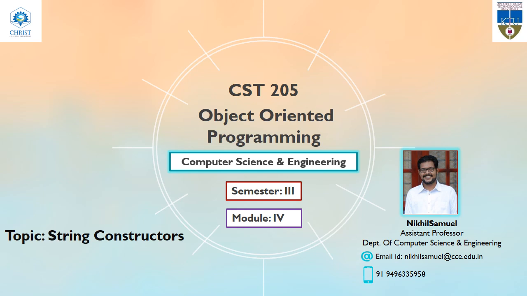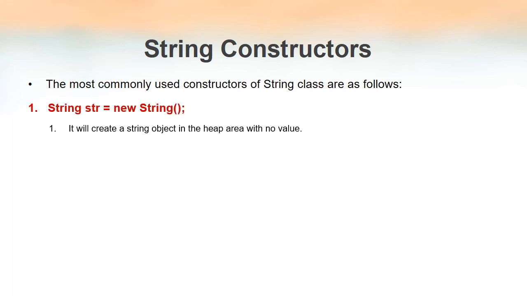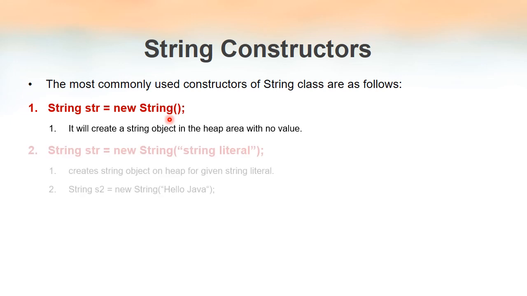In this video lecture, we'll be discussing some of the constructors that we use to create string objects. There are several constructors that we can use to create string objects. We will see one by one. The first constructor is the constructor without any parameter. When we create this string object by calling this constructor, as you can see, there are no parameters here, so this object str will be an empty string object. That is, this constructor will be creating a new string object without any value in the heap area.